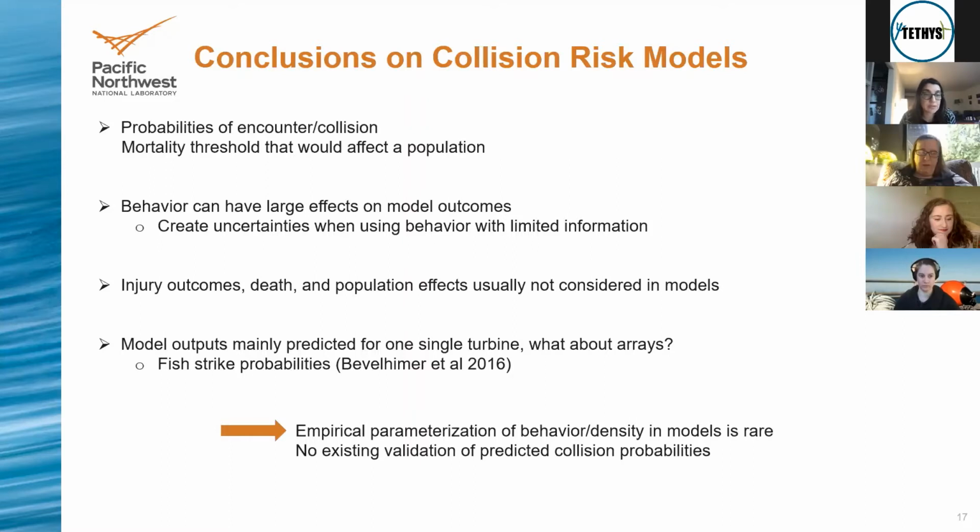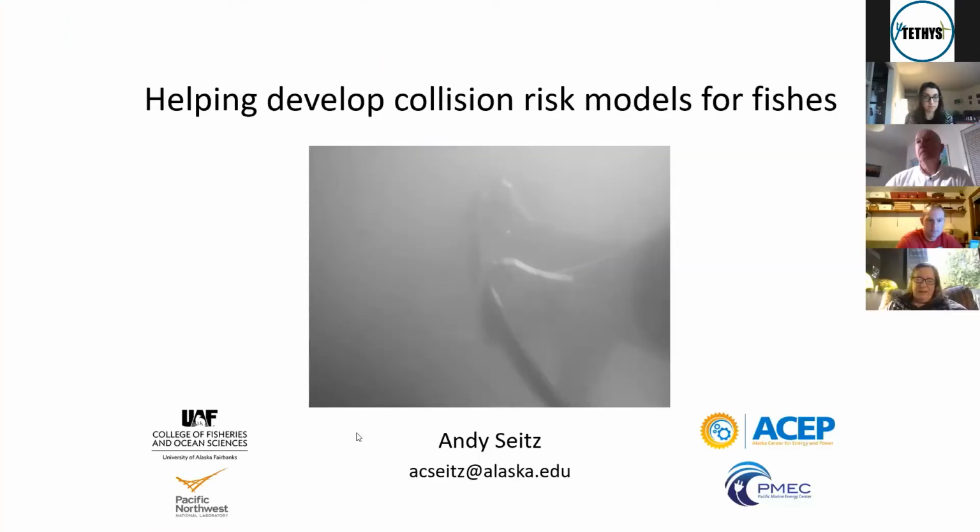And the outputs are mainly predicted for one single turbine in most of the studies. And there is actually one study looking at fish strike probability for arrays, but there's not a lot of study about this. So finally, the empirical parameterization of behavior and densities in models is rare, and there is no existing validation of predicted collision probabilities. Thank you very much.